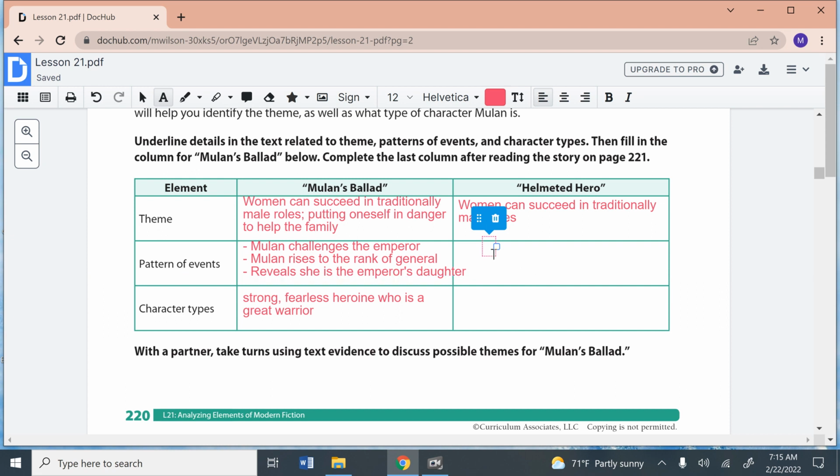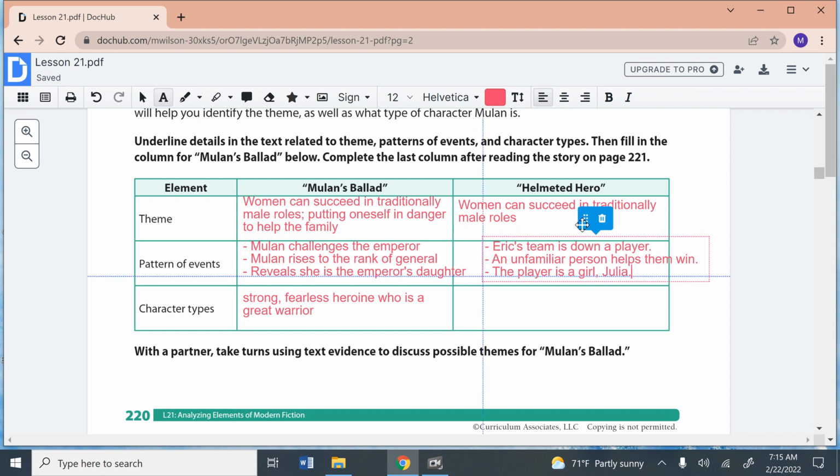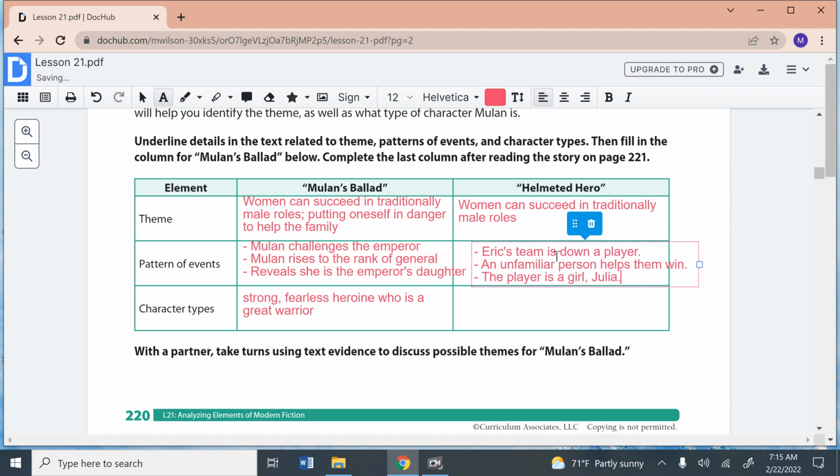Okay, so let's try that again. Eric's team is down a player. We also learn that an unfamiliar figure helps them win the game. And finally, we realize that the player is a girl, Julia.